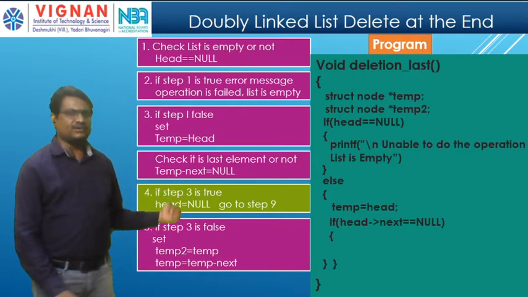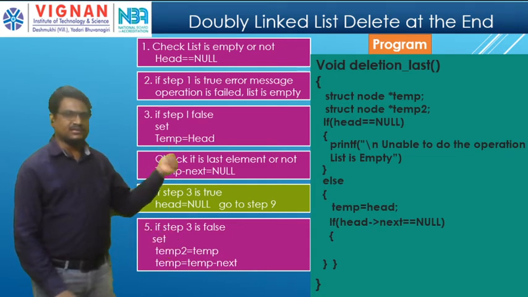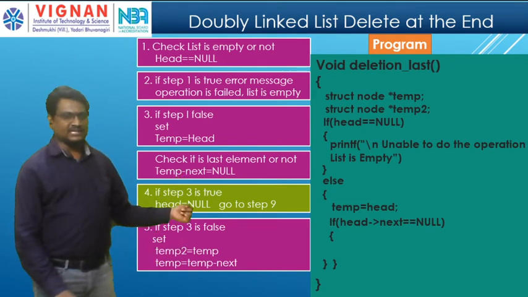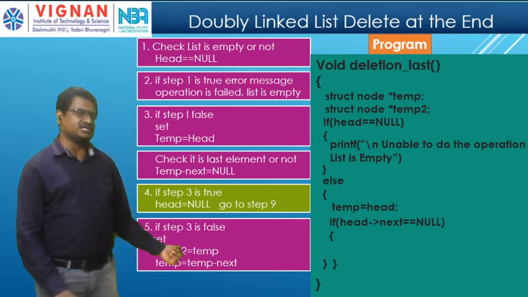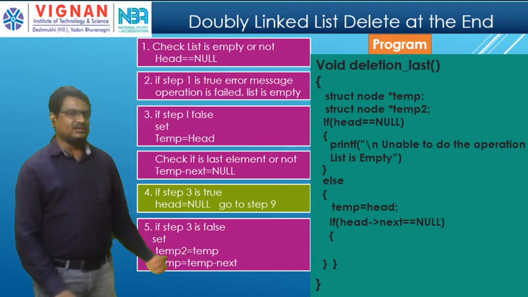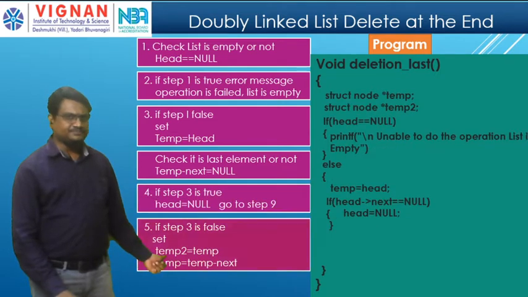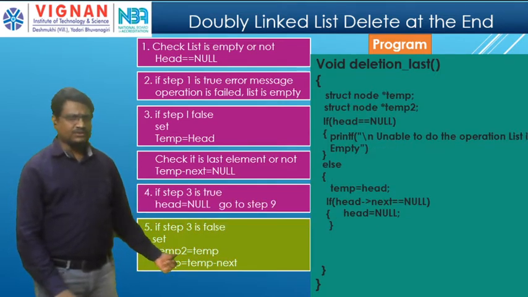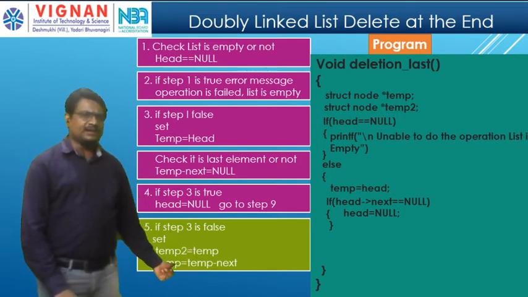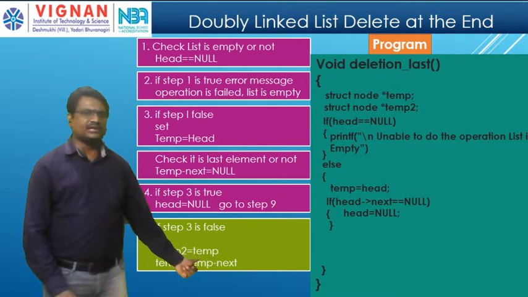Now I am writing 4. After 4 I will forward to 5. In 5, what will happen? If this statement is false, then I will go to this step. Why? If it is the only element, it will become null. If it is not, we have more than one element, and I need to do the swapping operations. First I need to find the last element, then only I can delete it. Am I right? For that I am storing head in temporary 2, and moving the temporary variable to the next element.